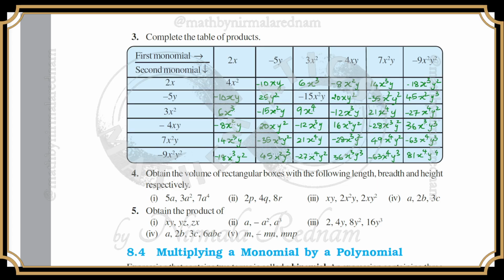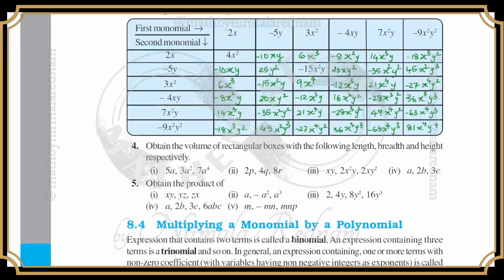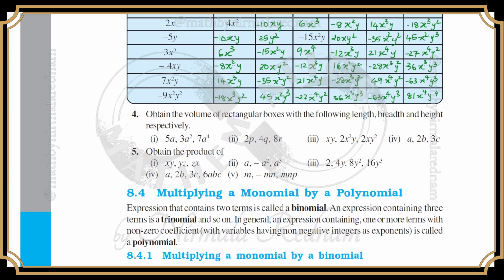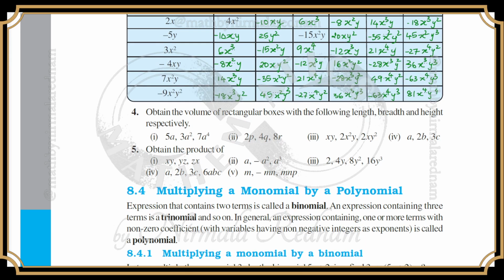Next, fourth question. Obtain the volume of rectangular boxes with length, breadth, height given. This you already know. When they're asking you volume, what we need to do is simply multiply all these three, because volume is length into breadth into height, right? So let us do that.